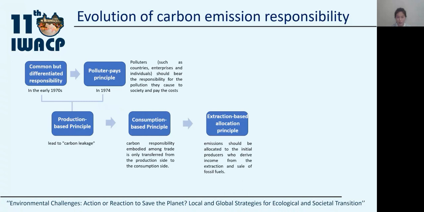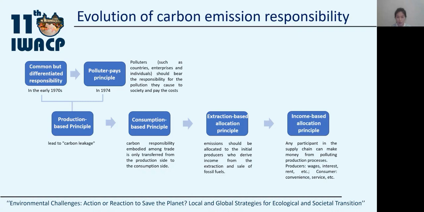People think emissions should be allocated to the essential producers who derive income from the extraction and sale of fossil fuels. The income-based allocation principle means that any participant in the supply chain who can make money from polluting production processes should be responsible for the environment.